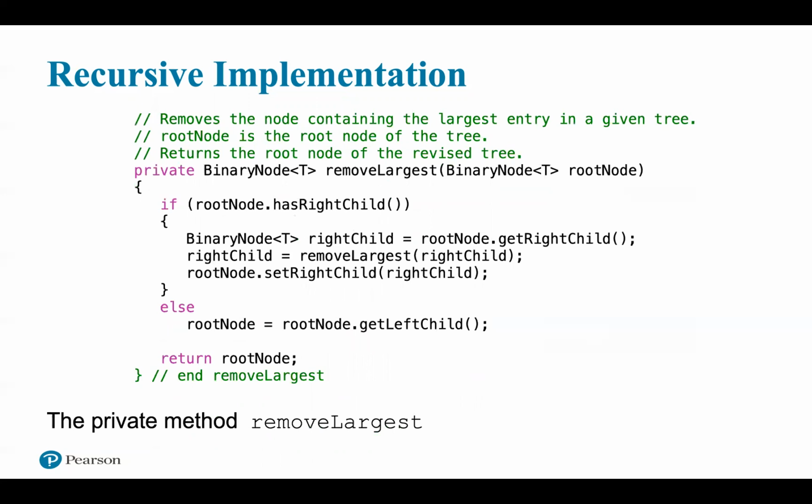Here is a private method removeLargest. To remove the node with the largest entry, we cannot simply call findLargest and then remove the returned node. We cannot remove a node from a tree knowing only its reference. We must have a reference to its parent as well. The following recursive method removes the node with the largest entry, that is, the rightmost node, but unfortunately it must repeat the search that findLargest just performed.